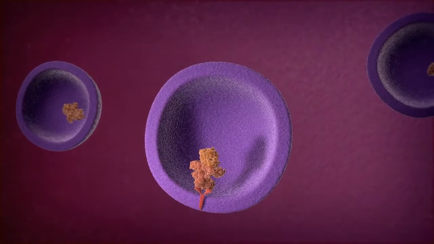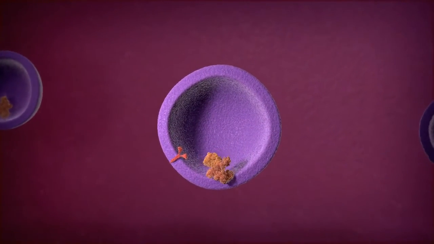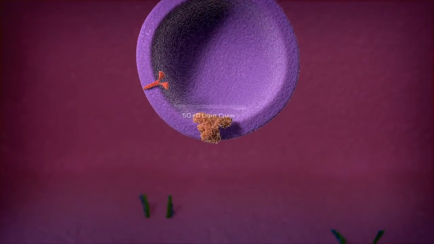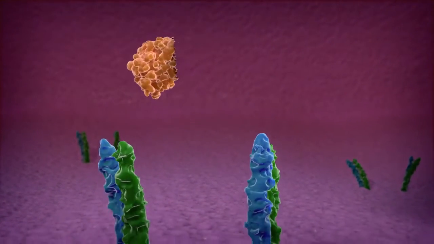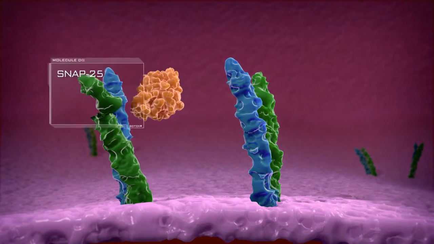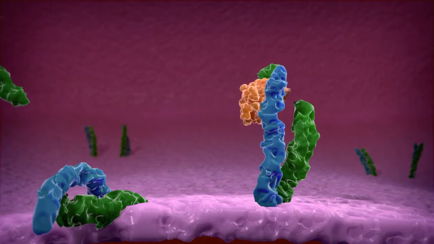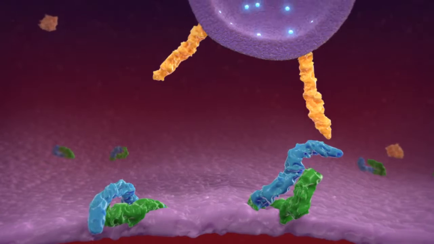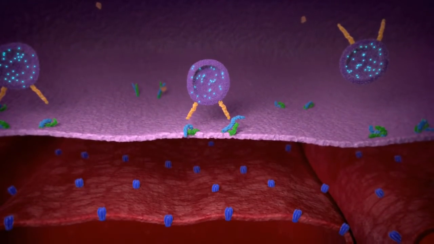The toxin is now contained in a membranous vesicle inside the cell. The light chain is then released into the cytoplasm of the nerve terminal, where it is available to cleave the snare proteins. In motor neurons, the light chain of the Botox core molecule blocks the release of acetylcholine by cleaving SNAP25, which is an essential component of the snare complex. When acetylcholine cannot be released, muscle contraction cannot occur.